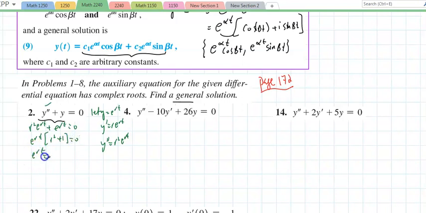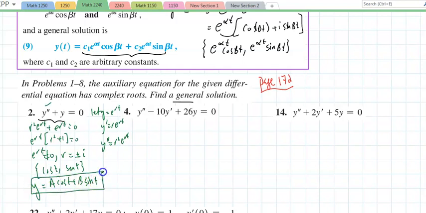e to the rt can never equal 0, so r must equal plus or minus the square root of negative 1, which is i, which means cosine of t and sine of t will form a fundamental set, and the general solution would be a times the cosine of t plus b times the sine of t, or any multiples of those. That would work.